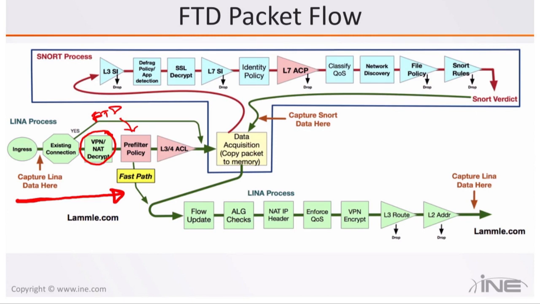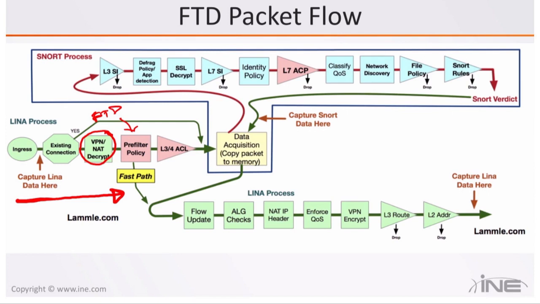I used this at a customer that had custom applications going between zones, and I was able to fast path that so we didn't have to go through the Snort process. It wasn't going to the outside zone or anything like that. They had multiple inside zones, and so that was a great use of fast path. Now, so again, we can block here.